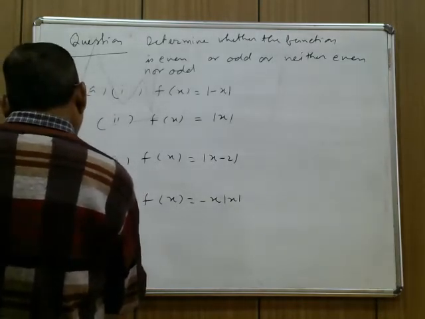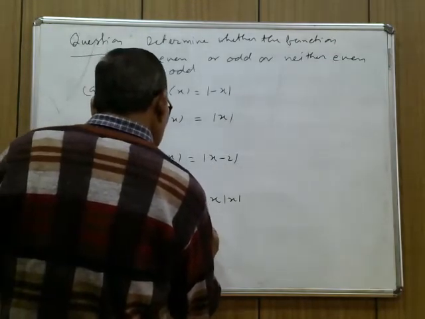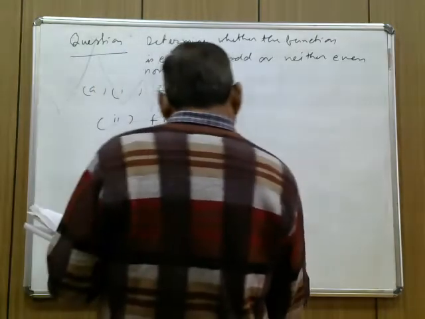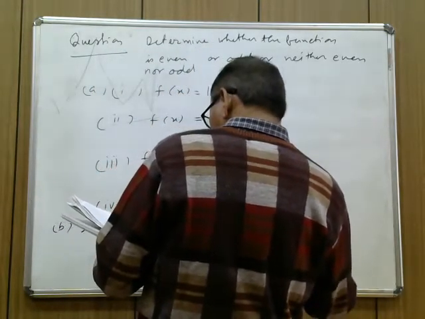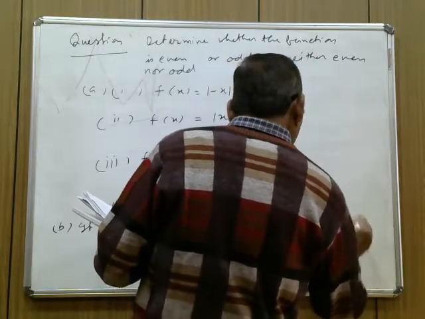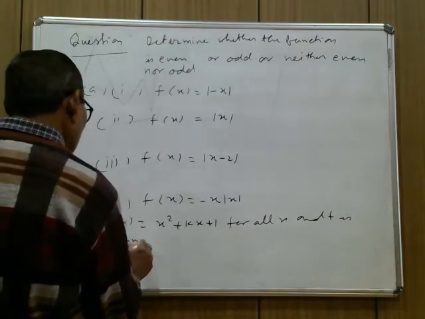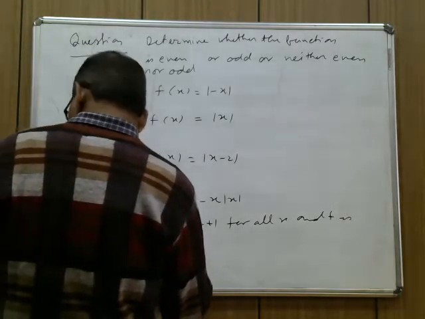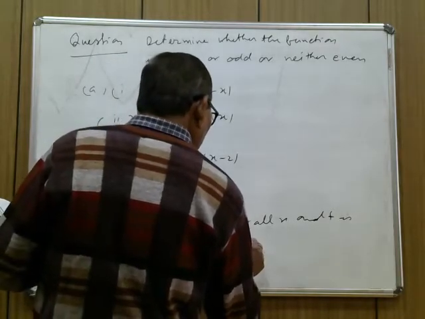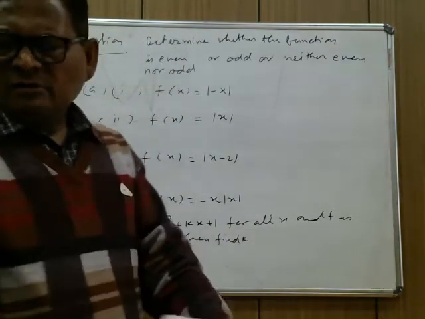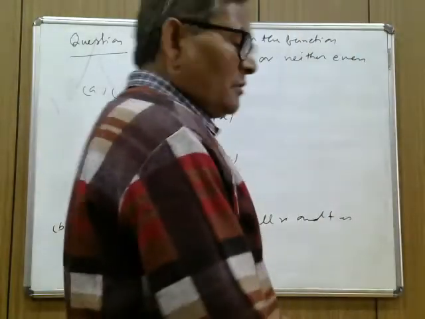If f(x) is equal to x square plus kx plus 1 for all x and f is an even function, then find k. That is the question. Now you see, your first part.